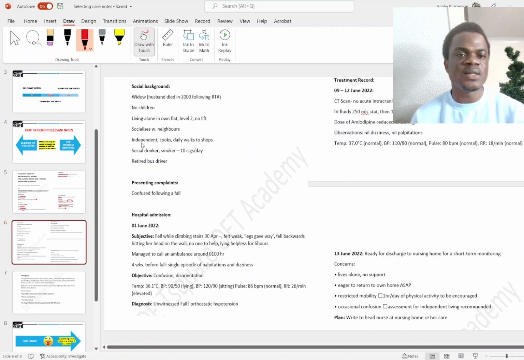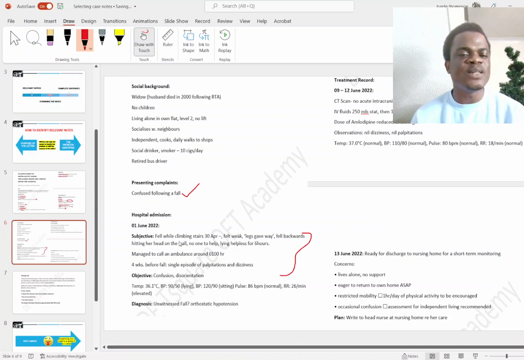Okay, we've already discussed the social background. Now this is the presenting complaint that the patient presented with. Definitely the reader has to know what really happened. Now, coming to the hospital admission, we might not go ahead to start telling the reader that this patient fell while climbing stairs on this date. She felt weak, leg gave away, fell backward, hitting head on. These details at this point are not necessary. We've managed this patient. This patient is fine.